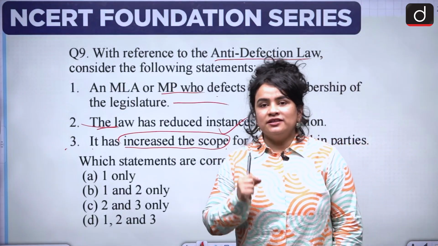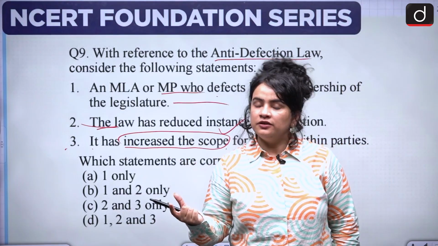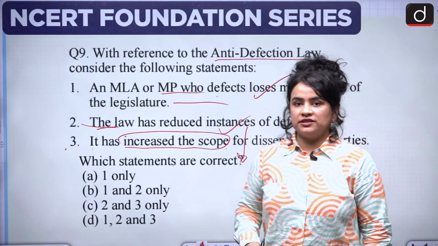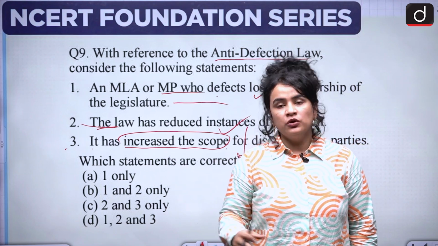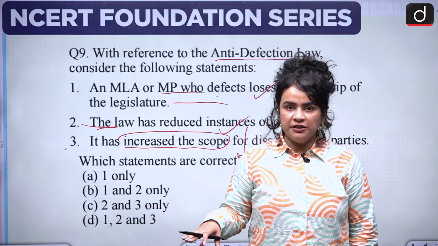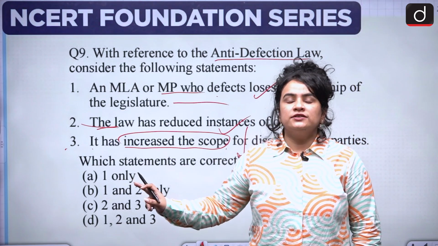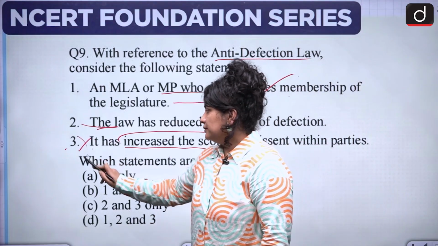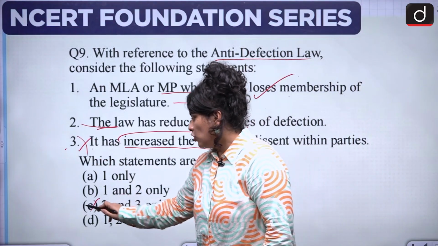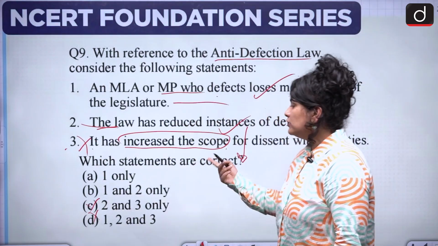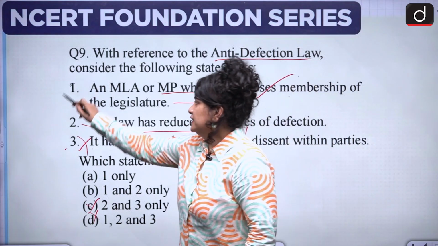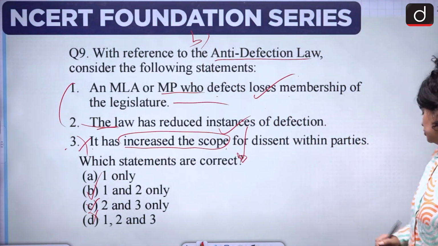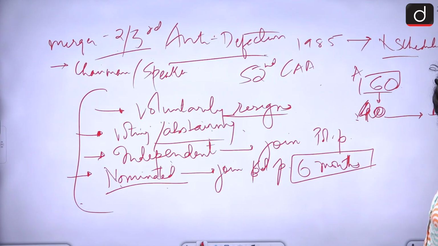Does this mean the scope of dissent has increased? No, it means the scope of dissent has actually reduced because I have to agree with the party top leadership or I stand no chance of having a seat in the legislature. All right. So this can be ruled out. Options C and D can be ruled out likewise. And as we have seen, 1 and 2 are our correct statements.